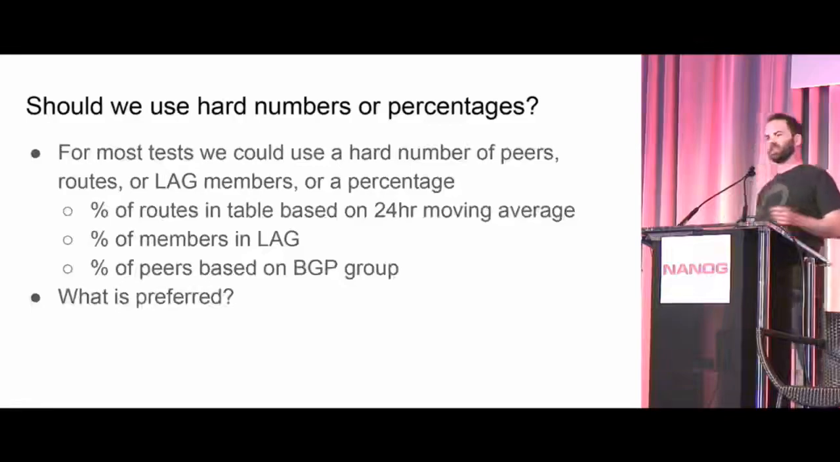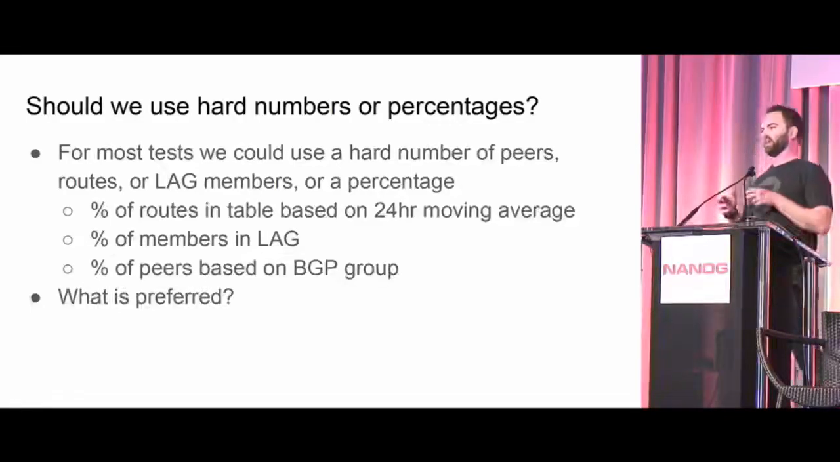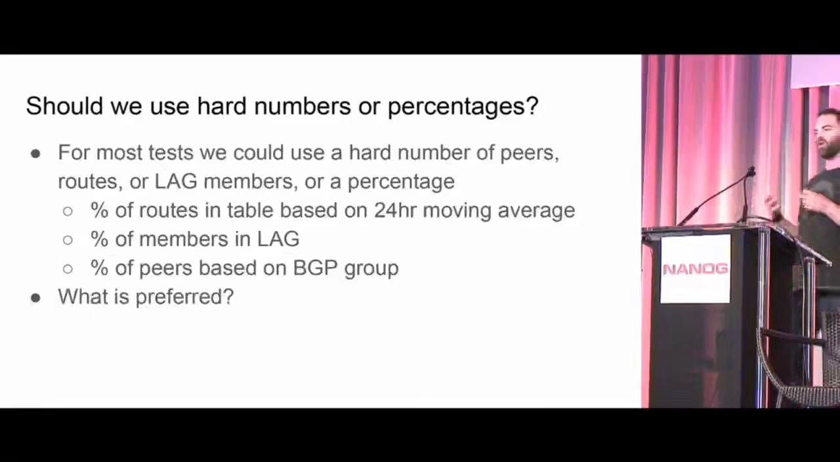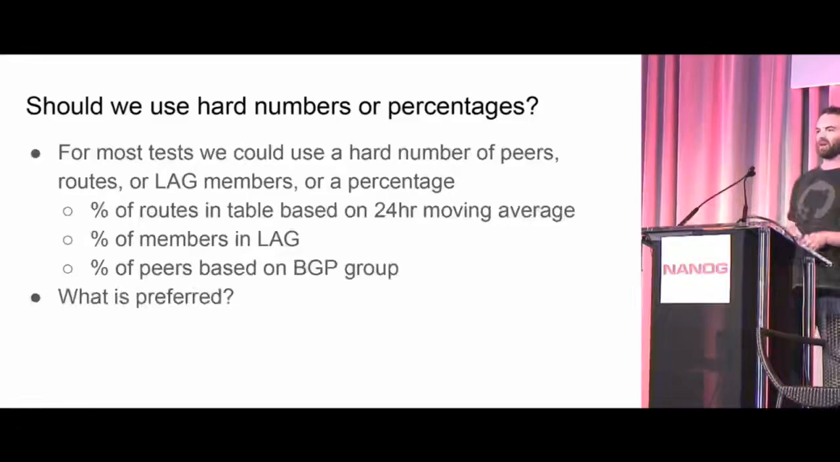Also, in tossing this back around, what makes more sense? A percentage or a hard value? For example, if I have, again, I'll use the AMS example, 10 members in a LAG, do I want to drop below a value if I lose 5 or 50%? What is more preferred in the configuration?